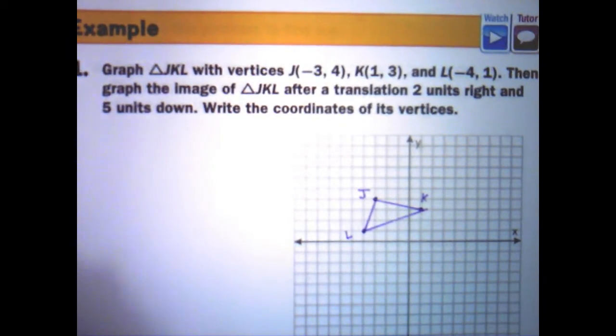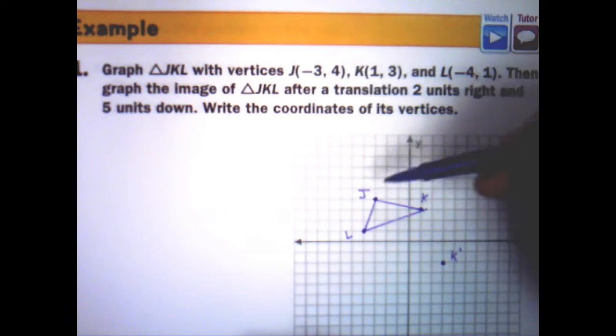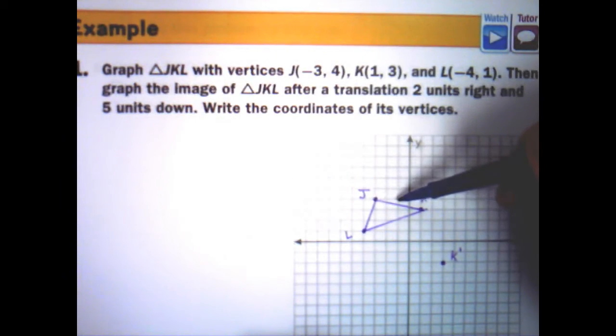Now I need to translate 2 units to the right and 5 units down. Probably the easiest way to do this is to count 2 units to the right and 5 units down. So if I start with K, 2 to the right, 1, 2, 5 down, 1, 2, 3, 4, 5. That was K in the preimage. In the image, it'll be K prime. So I go to J, 2 to the right, 1, 2, 5 down, 1, 2, 3, 4, 5.